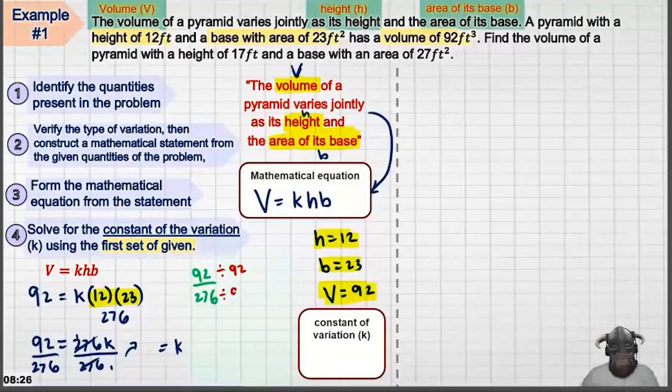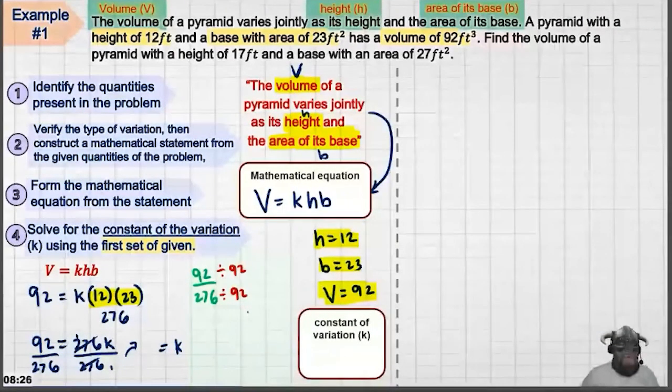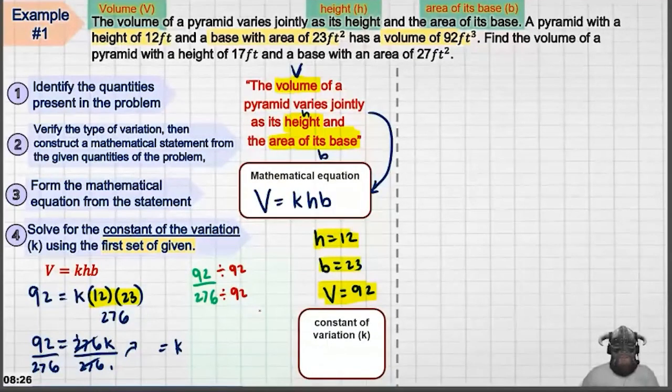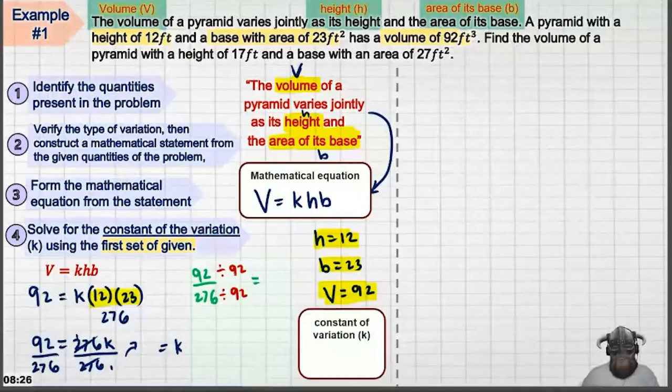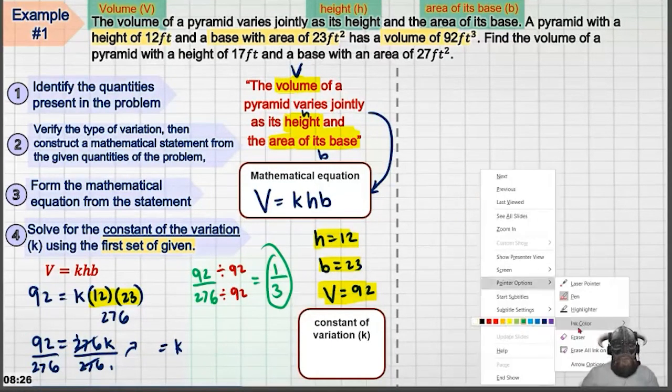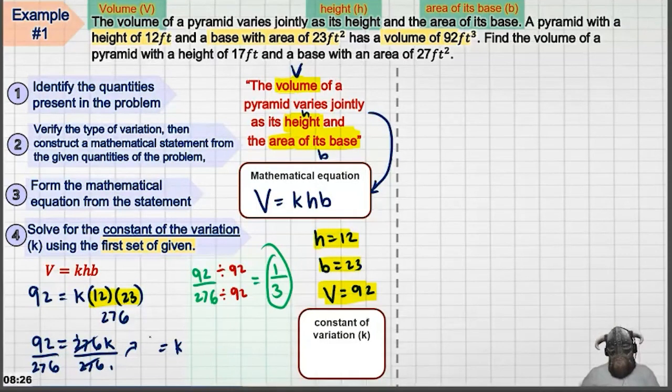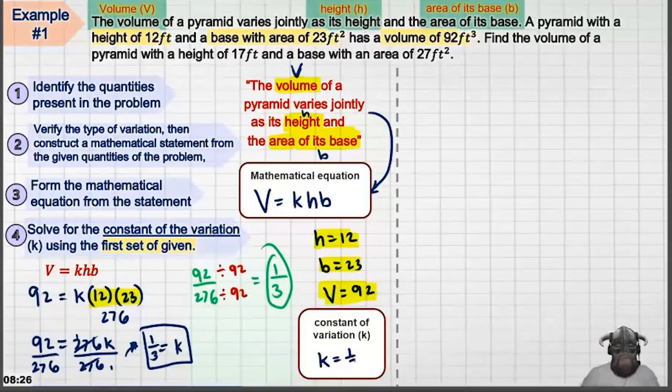So, 276 is actually a multiple of 92 and 92 is also a factor of 276. So we can divide both of them to 92 just to get the lowest term. And we'll try to have the lowest term. 92 divided by 92 is 1. And then 276 divided by 92 is 3. So our lowest term is 1/3. Therefore, our K will be equal to 1/3. So ayan na yung magiging value ng K natin. Now the constant of variation K will be equal to 1/3.